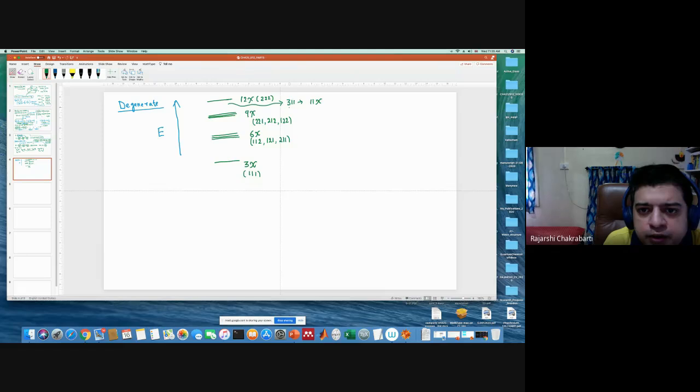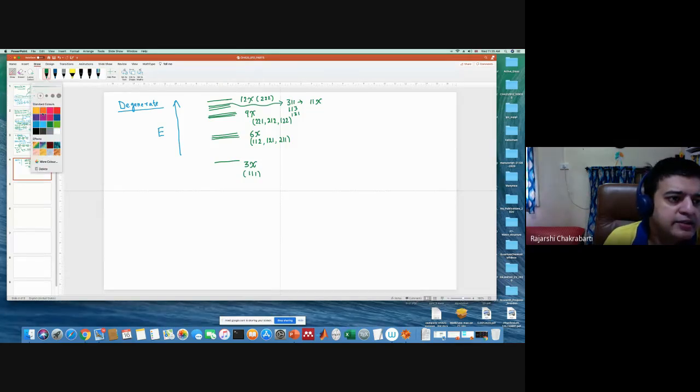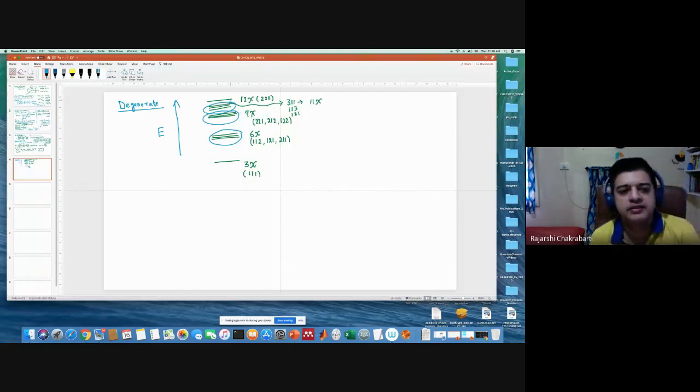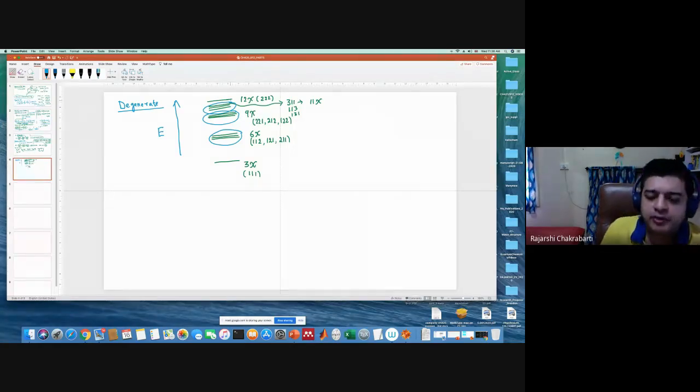But then you'll also have 113 and 131, so you'll have 3 here. What I'm saying is, by degeneracy I mean that their energies are the same. These are degenerate levels. This is not present in 1D, but if you go to 3D, as well as in 2D, if you do a 2D box, you will see these are called degenerate states.